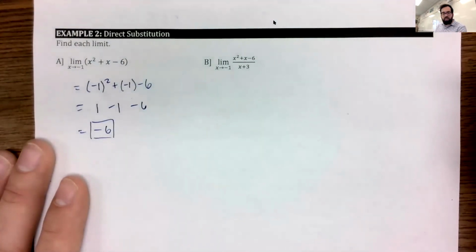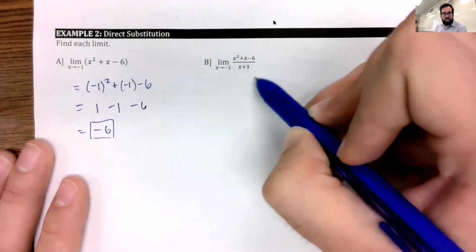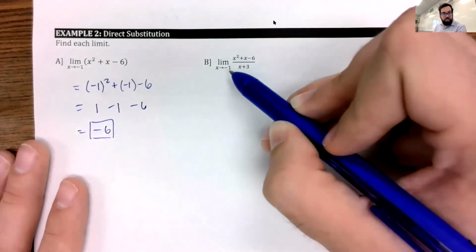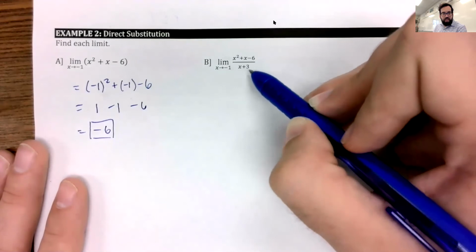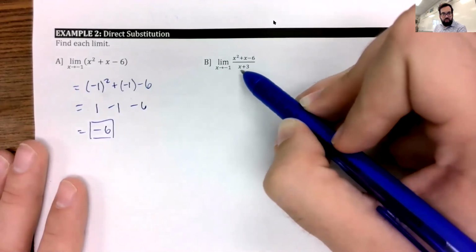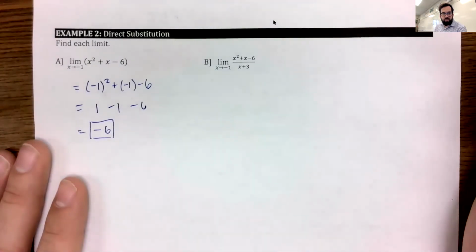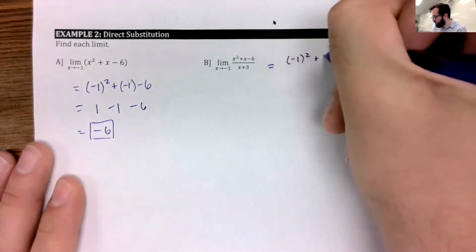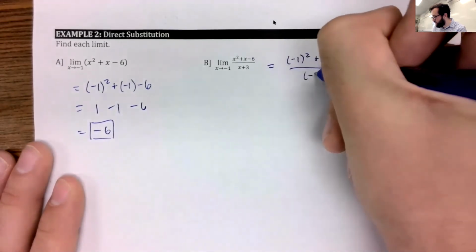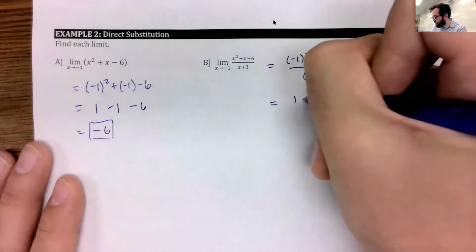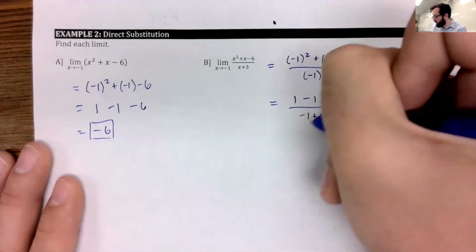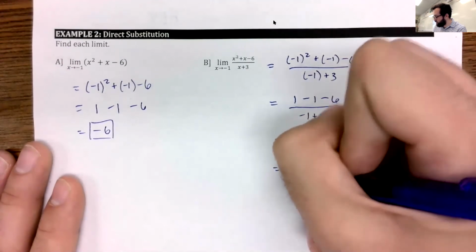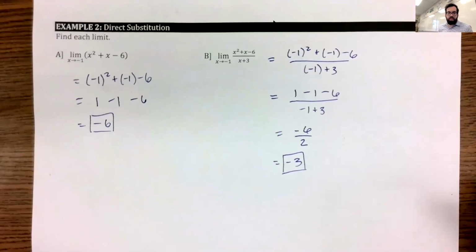In letter B, now we're plugging in -1 to a rational function, a fraction with a polynomial on the top and on the bottom. And like I was saying earlier, we can just plug in the -1 for x as long as that doesn't make the denominator equal 0. And in this case, plugging -1 in for x does not cause a problem. It's fine. Nothing bad happens. So we can just straight up plug it in. So we have -1 squared plus -1 minus 6 over -1 plus 3. Which is going to be 1 minus 1 minus 6 over -1 plus 3, or -6 over 2, so -3. Okay, that's how we do it.